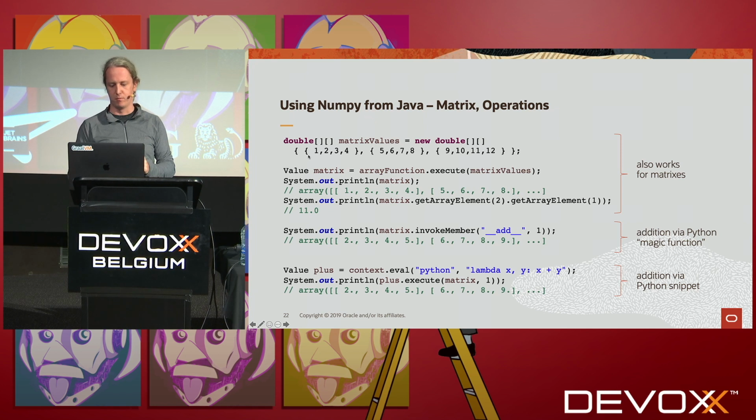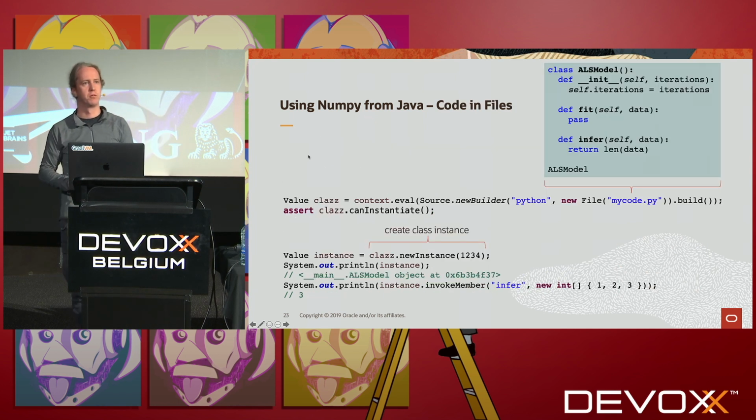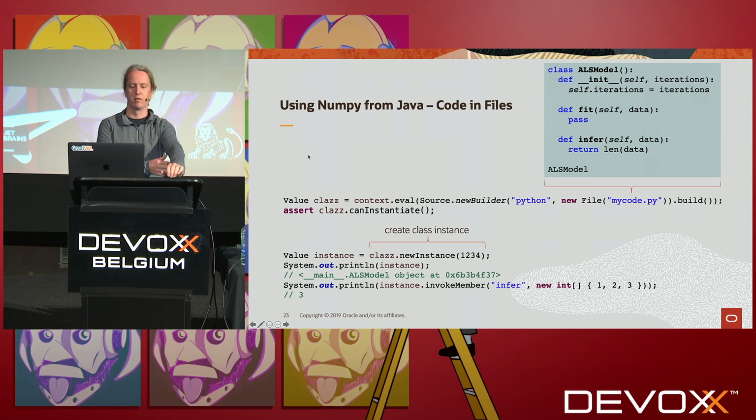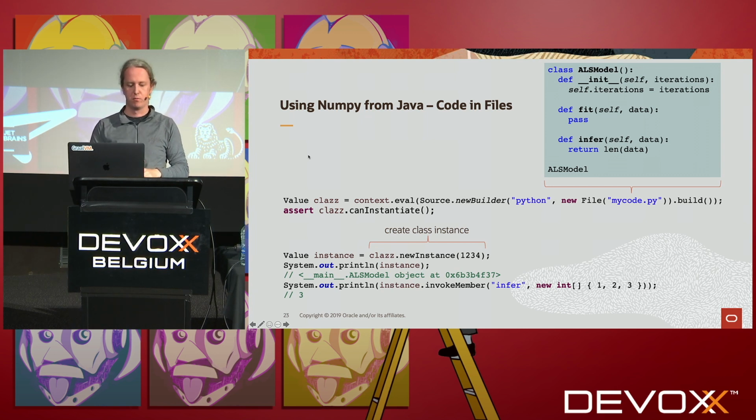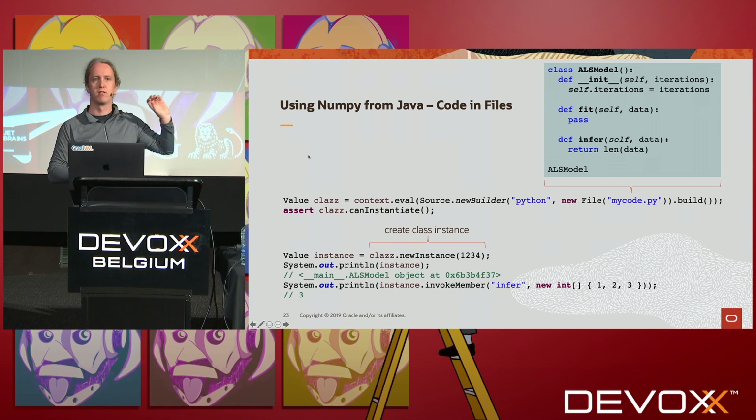Once your Python code is big enough, you probably want to put it into a separate file, not have it in a string somewhere. That's not very sustainable. So I created my alternating least square model class here, which just has a few members. And then in this Python file, as a last statement, I'm returning this class. This is my entry point, kind of. I'm loading this file, and what I get back is this class. I can even ask, hey, are you instantiable? Can you be instantiated? Are you a class? And it says yes.